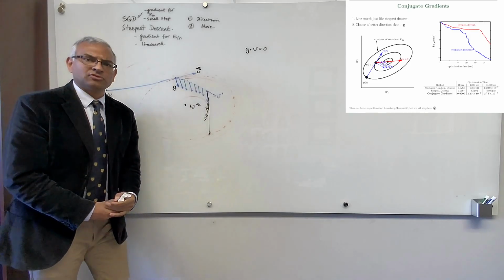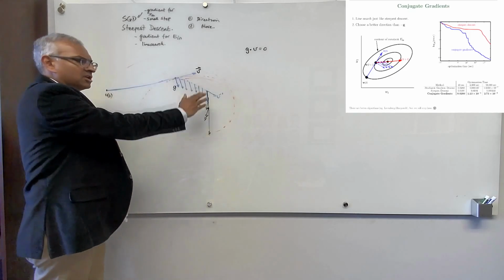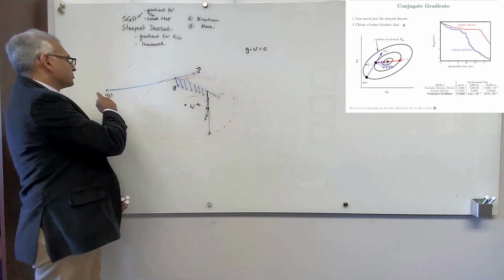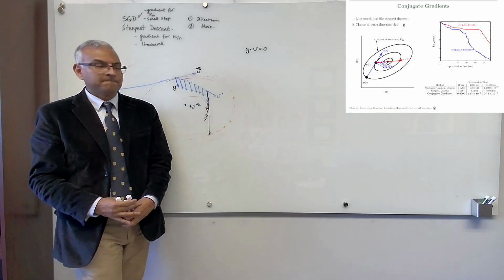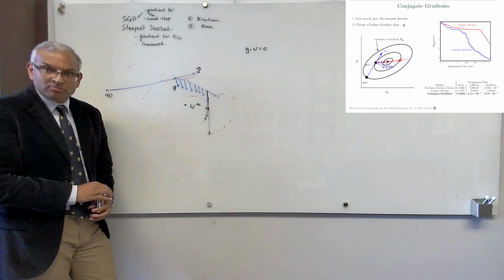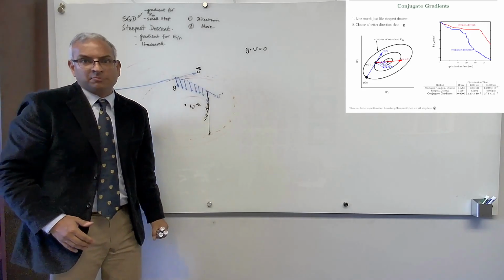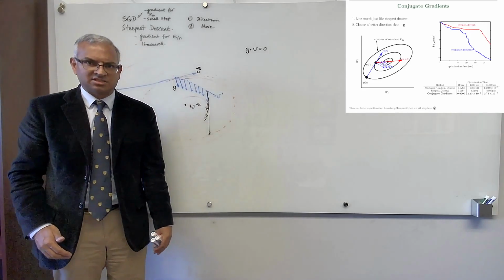Wow! What a beautiful algorithm. In practice, we run conjugate gradient for D steps or maybe D over 2 steps and then restart. And that's because the error surface is not completely quadratic. And there you see the performance. The proof is in the pudding. It kills stochastic gradient descent.